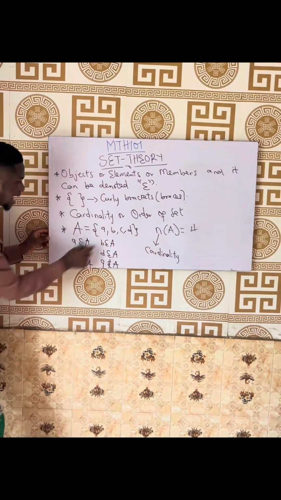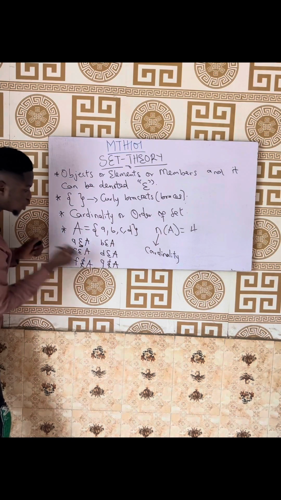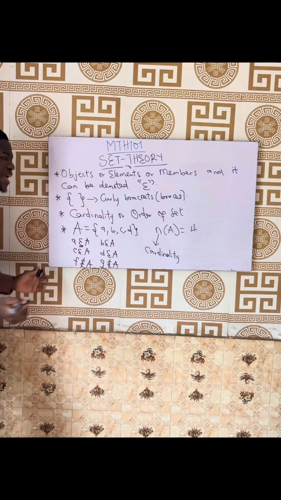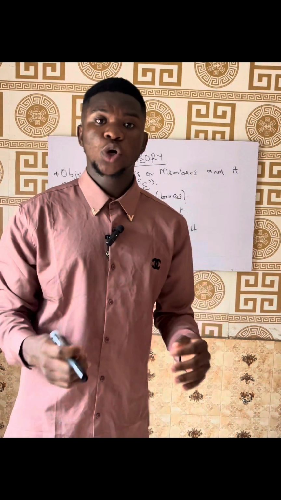Present here, but F is not here. So we are going to say that F does not belong to A. G is not here. We are going to say that G does not belong to A. So this is the introduction to set.